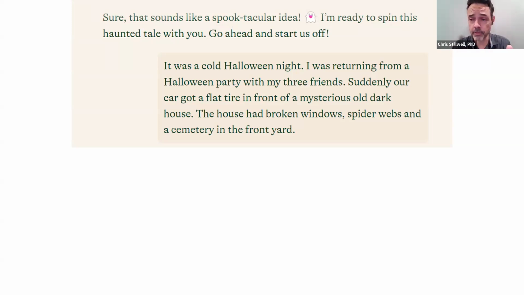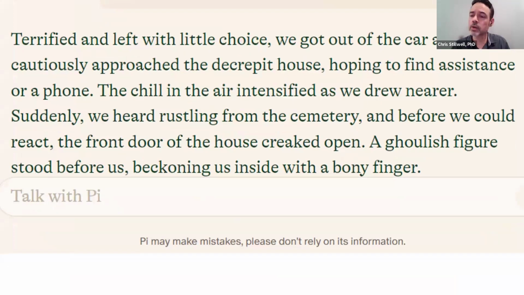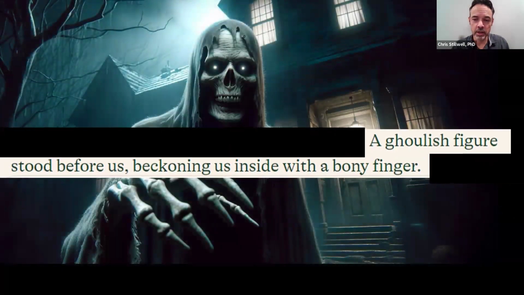So then I shared the paragraph. As you can see, it was a cold Halloween night and all of that. I shared the paragraph that my students and I had written together. And right away, I got a response continuing the story. Now, the continuation had some vocabulary that was a little bit difficult for my students. So maybe I needed to add some further instructions of, I'm a beginner ESL student, use language for CEFR level A2. Maybe I needed to say something like that, but that's okay. When we looked at it more closely, though, we did see that we could understand the main idea, especially this part here, where it says a ghoulish figure stood before us, beckoning us inside with a bony finger.